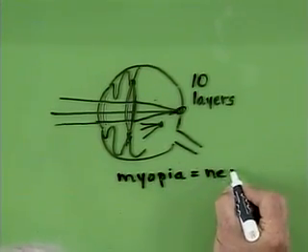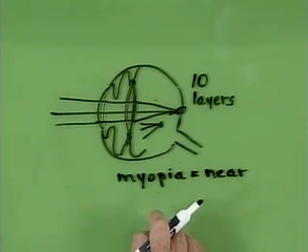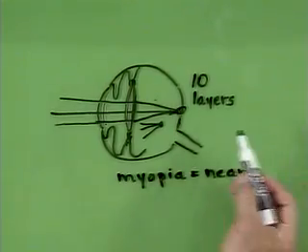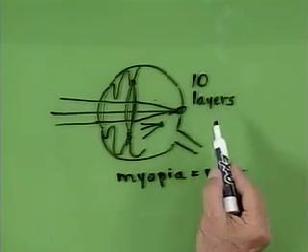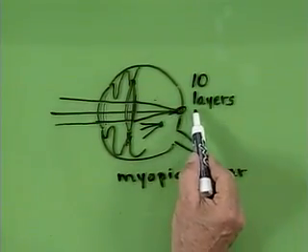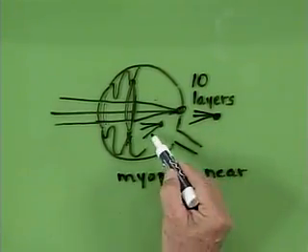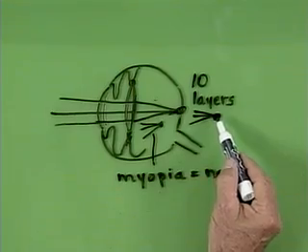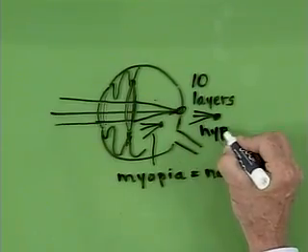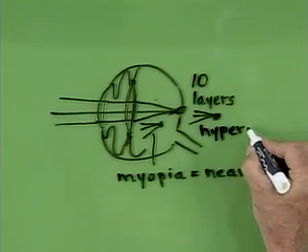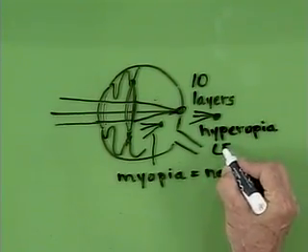I'm just going to write myopia equals near, for nearsightedness. The focal point is in front of the retina. On the other hand, if the cornea and, to a greater degree, the lens are not bending the light rays enough, the focal point might be clear back here someplace behind the retina. We call that condition, where the focal point is behind the retina, hyperopia, and that's sometimes called farsightedness.